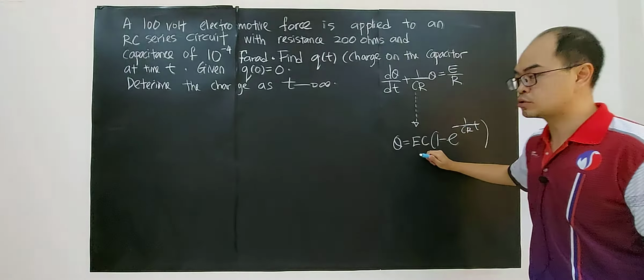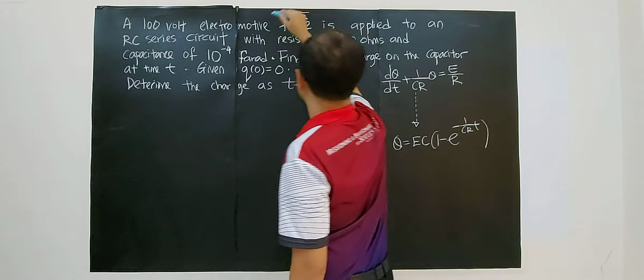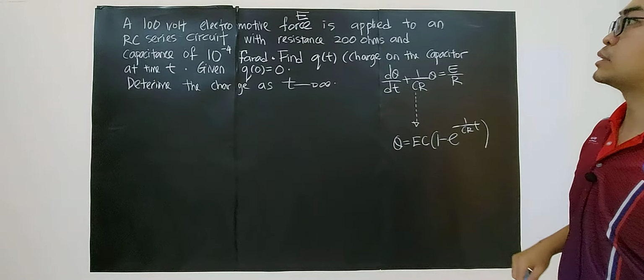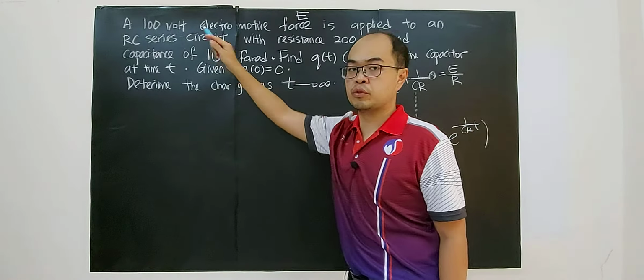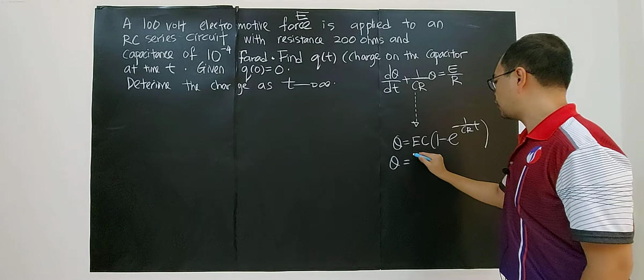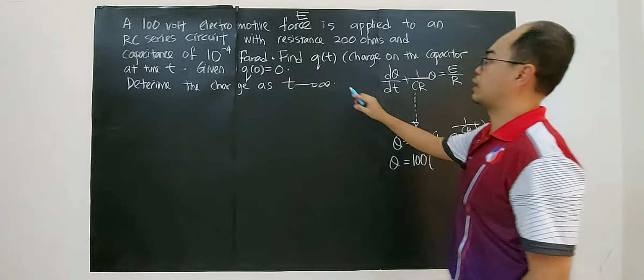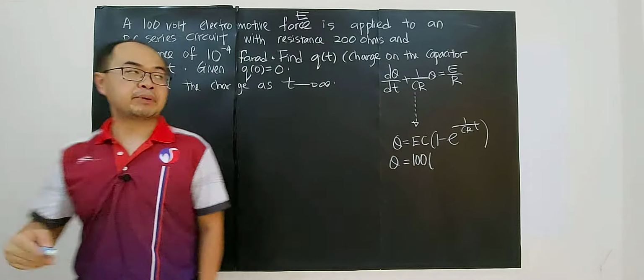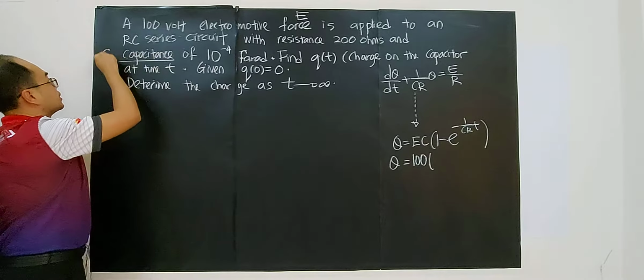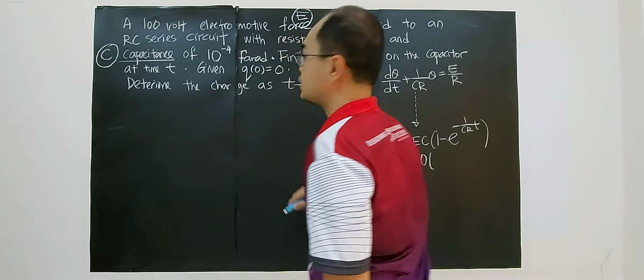For example, look at this question. They give you the electromotive force, which is E, applied to an RC circuit, and it is 100 volts. Capacitance refers to C, and electromotive force refers to E. All of these are constants.